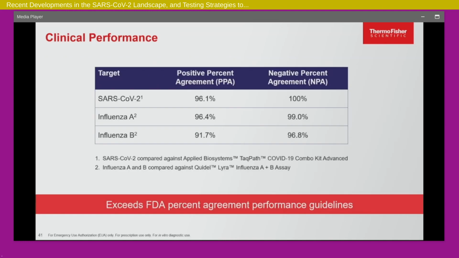We did a clinical performance study where we compared it against another test. It shows great positive percentage agreement and negative percentage agreement. The kit was compared against the Quidel Lyra assay. And for the SARS-CoV-2, because the Quidel Lyra assay is basically for influenza A and B, for the COVID part of it we compared against our own TaqPath COVID-19 kit, and you can see that, again, great percentage agreement for the multiplex assay.